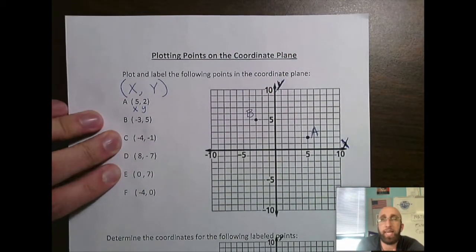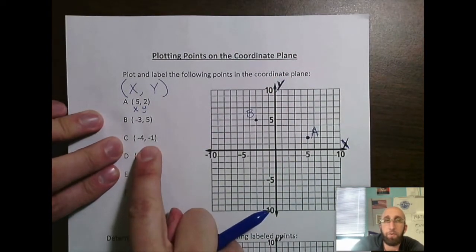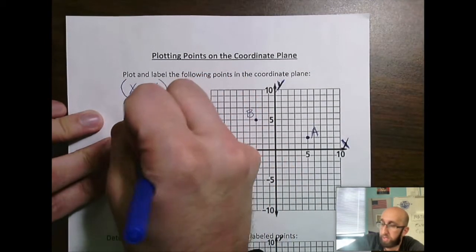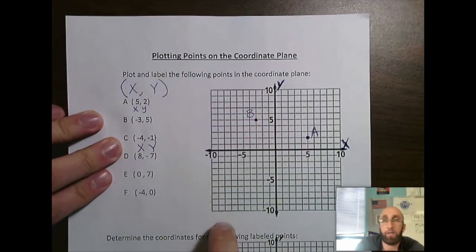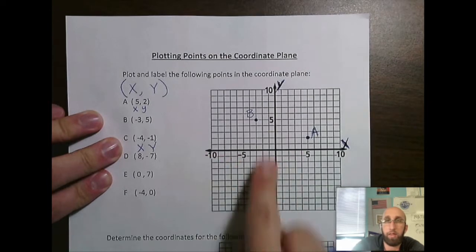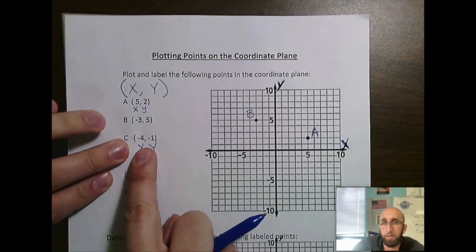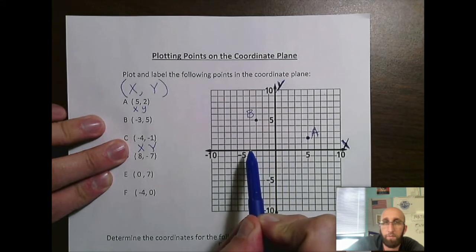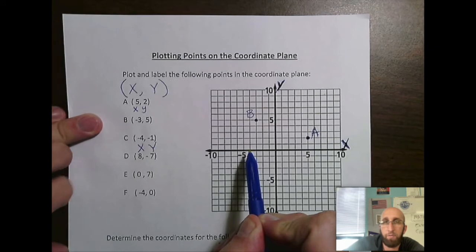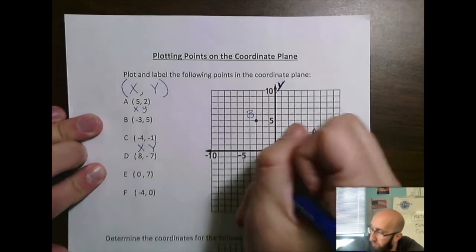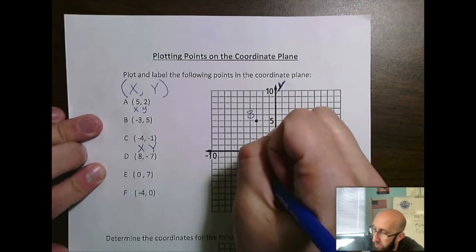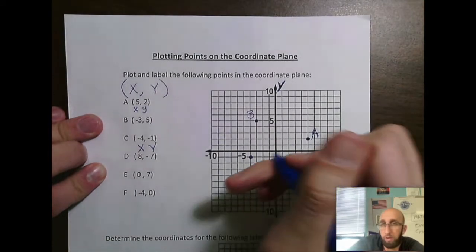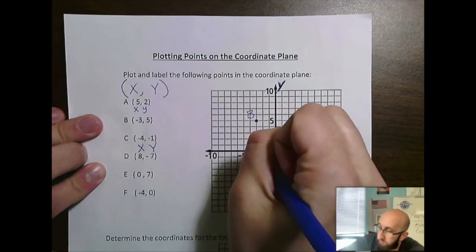Moving on to C. C is (-4, -1). Remember, we're doing x first, then y. So we're doing left and right, then up and down. So if the x is negative 4, I need to move on the x-axis to negative 4. Here we are. And then I need a y of negative 1, which will move me down by 1. Negative 4, negative 1. There we are. That is C.